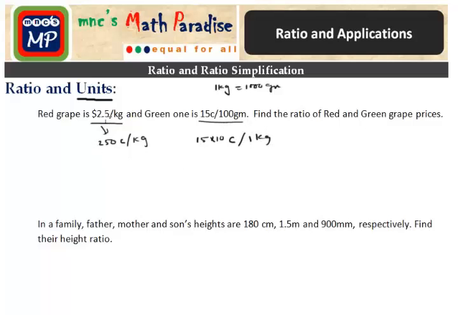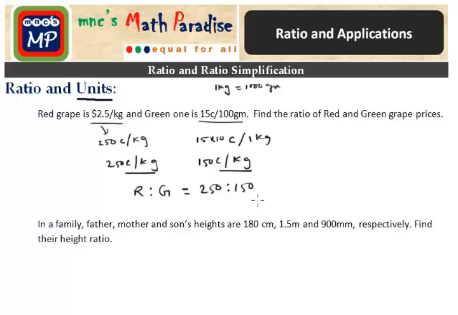So if we convert these two units, it becomes 250 cent per kilogram and 150 cent per kilogram, that means their unit becomes cent per kilogram. One was given in dollar per kilogram, we converted it into cent per kilogram. Another one was given in cent per 100 gram, we converted it into cent per kilogram. So red grapes price is 250 cent per kilogram, green grapes price is 150 cent per kilogram. So the ratio of red and green grape prices, red ratio green, will be 250 ratio 150.